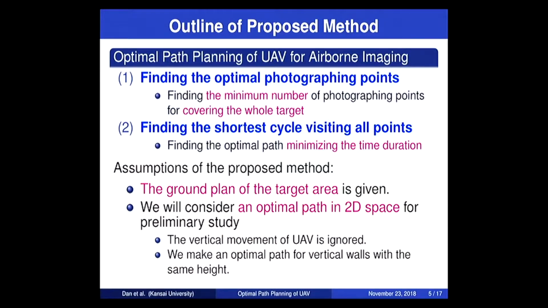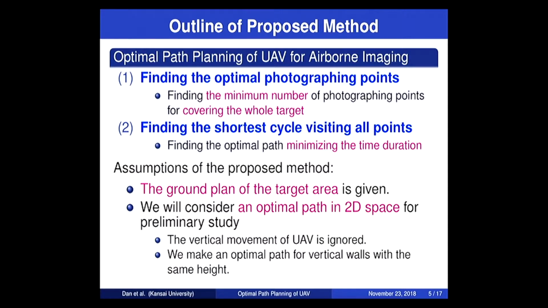Okay, from now, I want to explain the proposed method. First, I want to explain the outline. Our proposed method consists of two parts. The first part is the method for finding the optimal photographing points, and the second part is the method for finding the shortest cycle visiting all photographing points. In this research, we assume the following. The ground plan of the target area is given, and we consider an optimal path in 2D space.